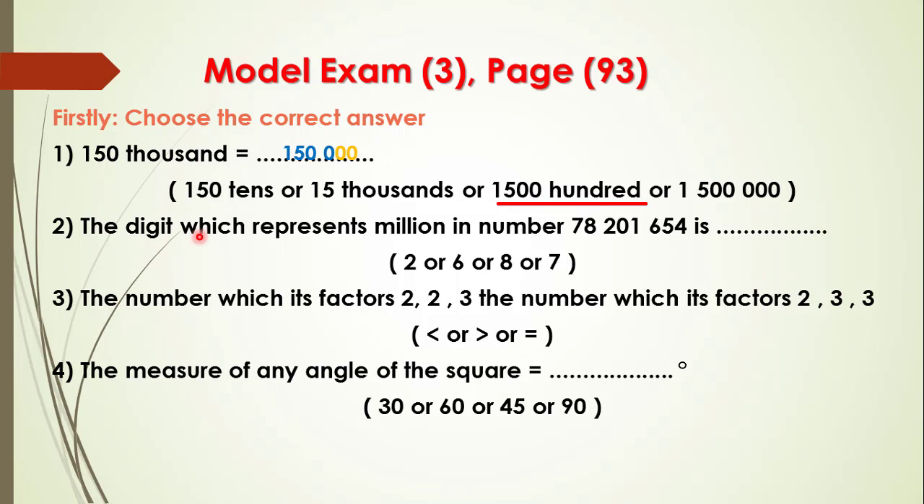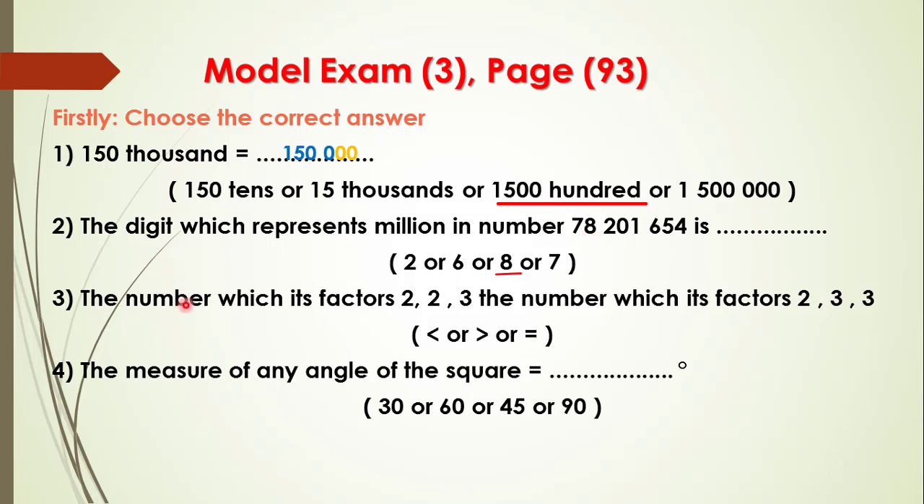Number 2, the digit which represents million in the number 78,201,654 is. Where is the million? This is the first group. The second, the third group is millions. We have million and 10 million. So the million is 8, digit 8. Digit 8 is the million.